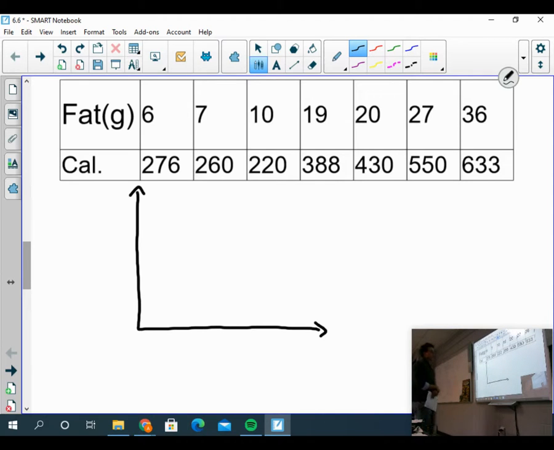So now that you've seen this done, I would encourage you to pause the video and try this on your own. See what you end up with. Okay? See how you do at developing this. Well, I'm going to label my x-axis as fat and my y-axis as calories.